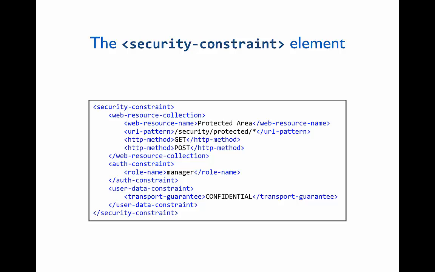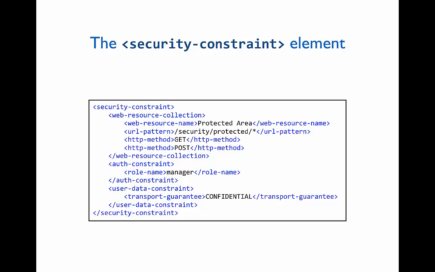The final major security element in the deployment descriptor is the security constraint element. It is at the heart of how declarative security is handled in Java web applications. It has three major sub-elements.